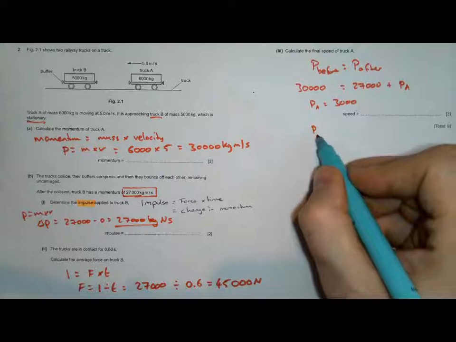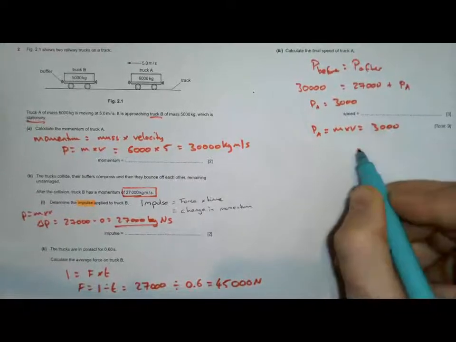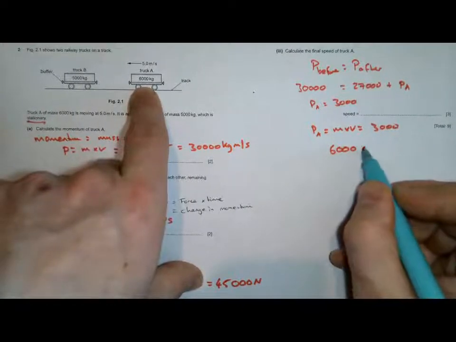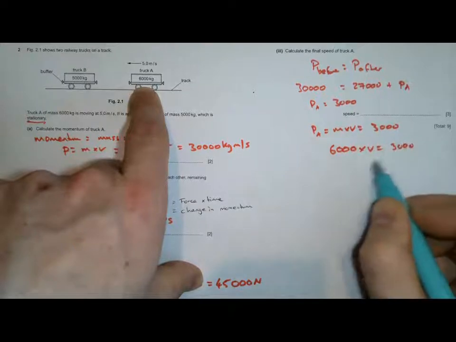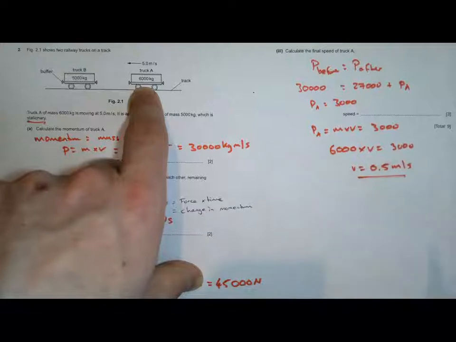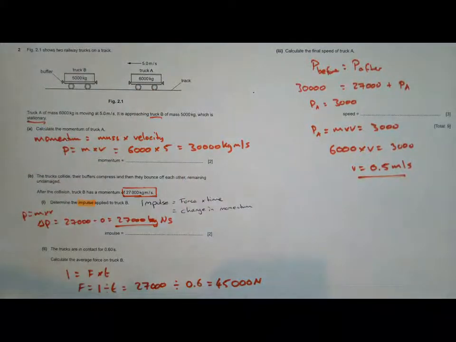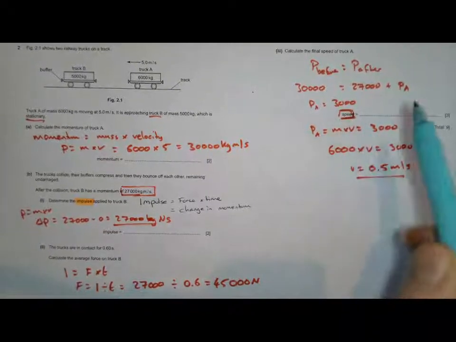So therefore, momentum of A is mass times velocity, which is 3,000. We know that the mass is 6,000. So we can write 6,000 times velocity equals 3,000. And then it's really easy to see that v is 0.5 meters per second. It doesn't ask us for velocity, so we don't need to give a direction.